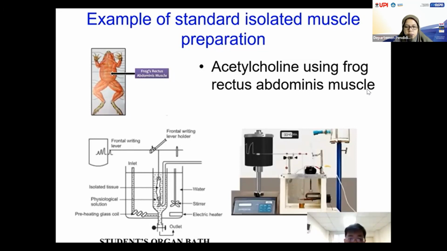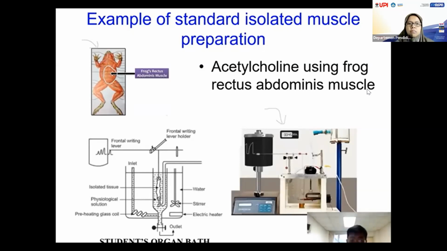Generally how this is carried out is that you can see the frog over here. The researcher will take this frog and then get this muscle, the muscle over here. He will take it out from the frog, and then the students will put it into this machine. This machine is what we call the organ bath. They will put it into the machine, and then they will add certain chemicals. In this case, it is acetylcholine. They will add this chemical to this organ tissue, the muscle.